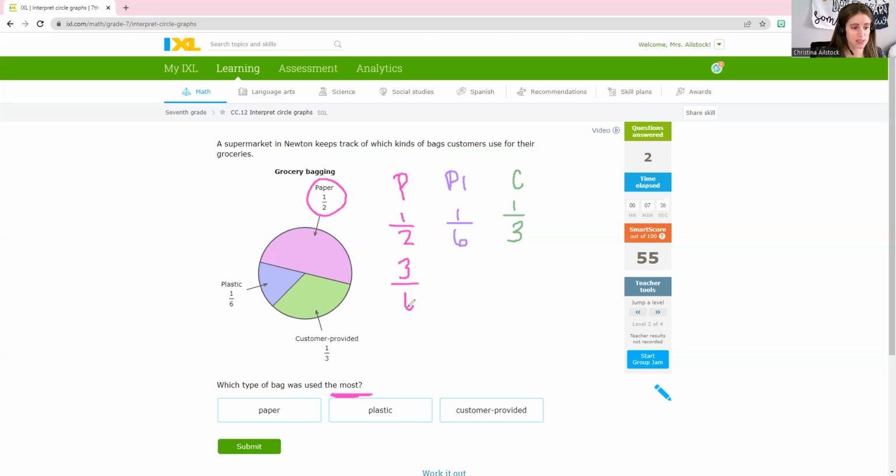giving us 3/6. If I come over to that green section, the customer provided, that's 1/3. Well, 3 times 2 is 6. So I can multiply that whole fraction by 2, giving us 2/6. And then I'll just bring down the plastic one. And I can see my eyes did not deceive me. I was correct. 3/6 is the largest out of our 3 different fractions here, meaning that the paper bag is our answer. That is the one that was used most.